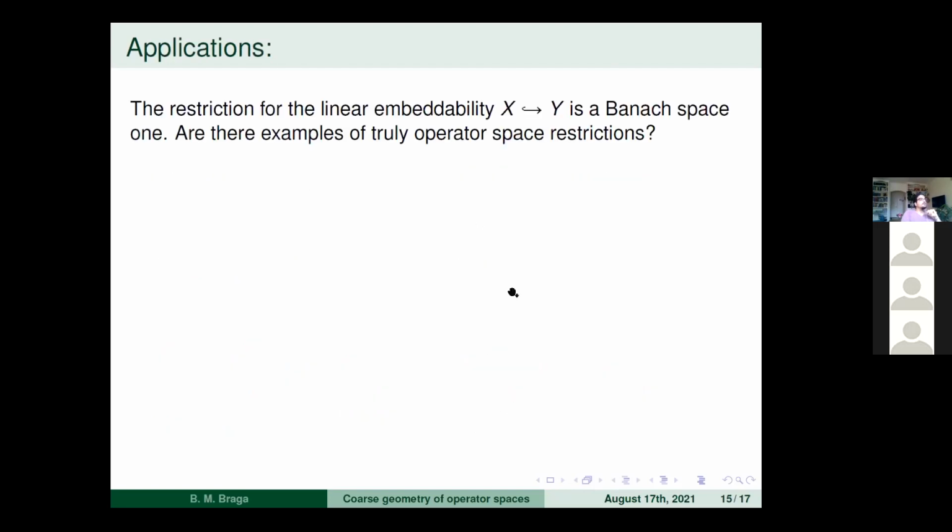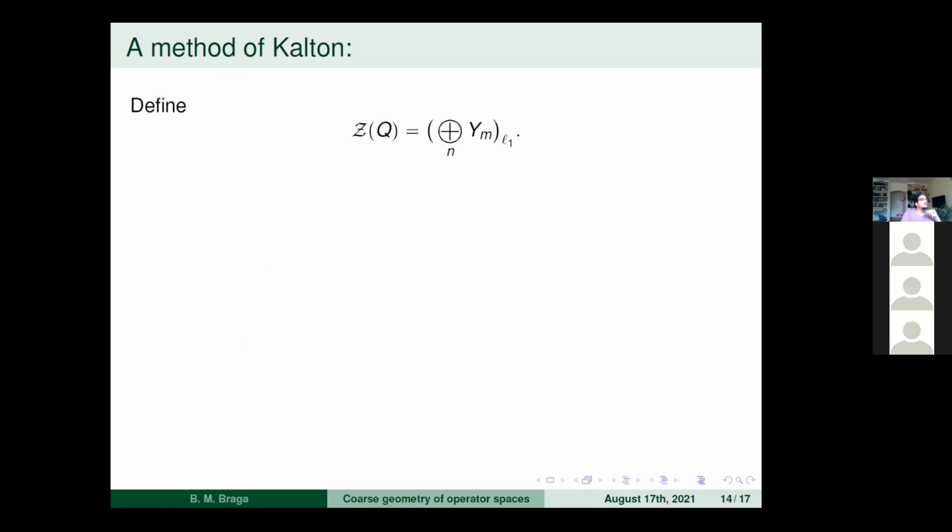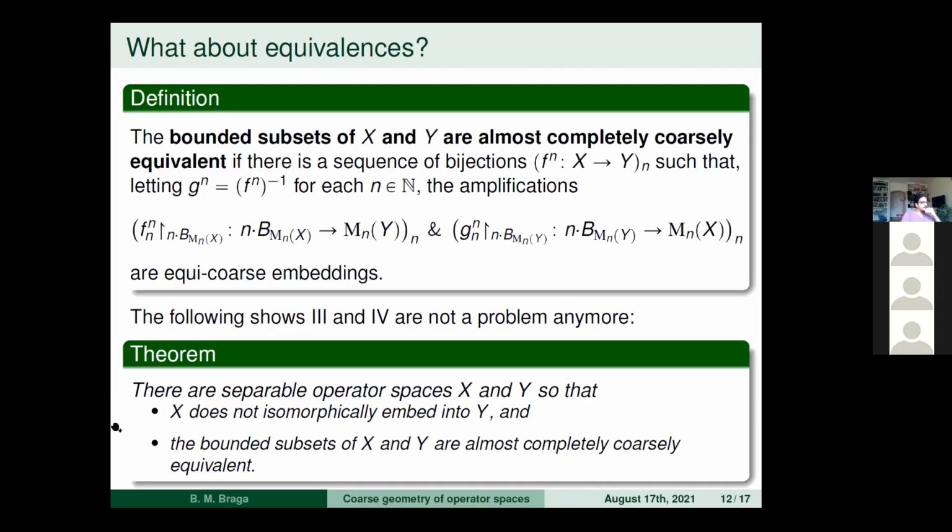Okay, but let me go back a little bit to emphasize that part. There is something a bit frustrating, at least to me, in this result that I just spent some slides talking about, which is this first item here. Sure, those two spaces we obtain are equivalent with respect to this nonlinear notion, and they are not with respect to the linear notion. But the restriction to linear embeddability actually happens at the Banach level, and it would be nice to have restrictions which are truly operator spacey, right?